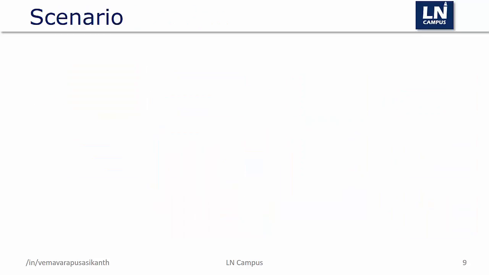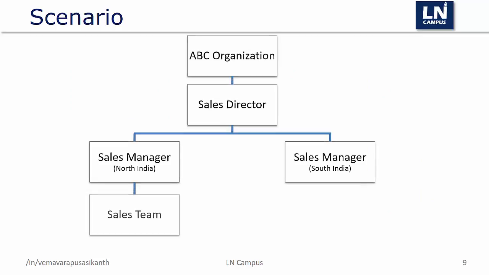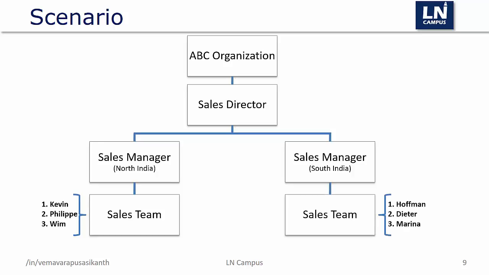Here is the scenario which I would like to consider for our demo. This is a typical sales organization chart of company ABC. There is a sales director on top who is responsible for the entire organization-wide sales. The organization has sales offices in two different parts of India. There is one sales manager who is responsible for sales in the North India region and another sales manager who is responsible for the Southern region. Each manager has a team of 3 persons under them.